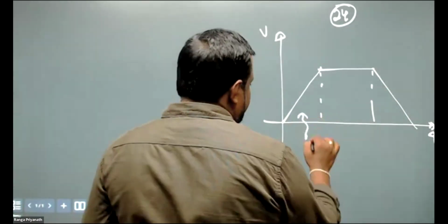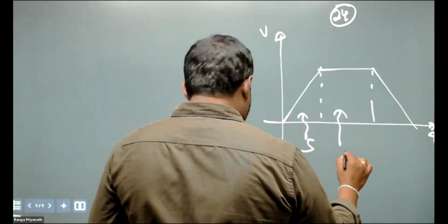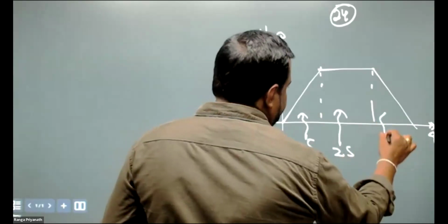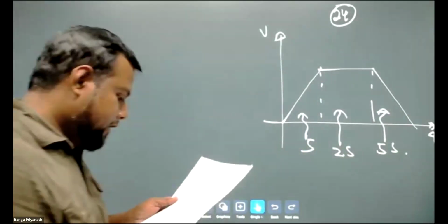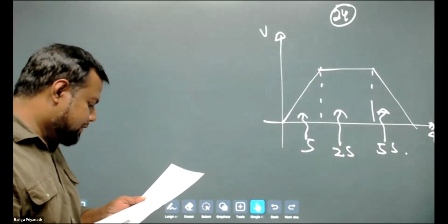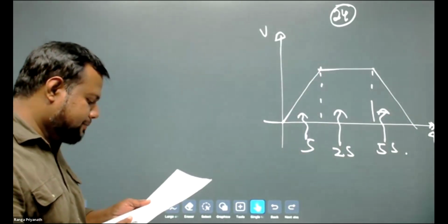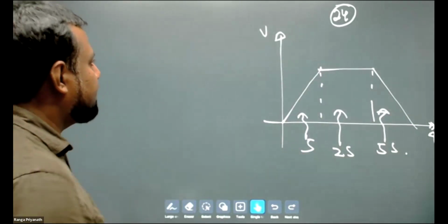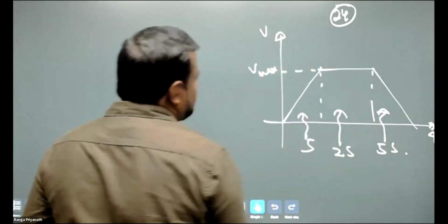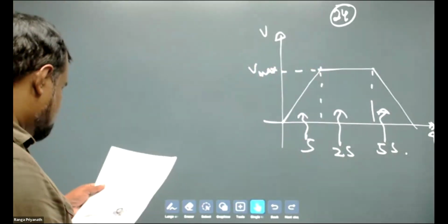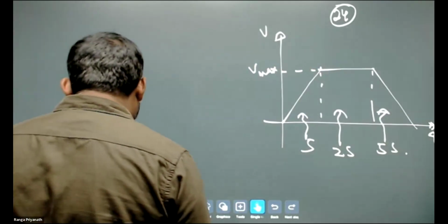This distance is s. This distance is 2s. This distance is 5s, with uniform deceleration to come to rest. What is the ratio of the average velocity of the motion to its maximum velocity? Let me take this one as Vmax.